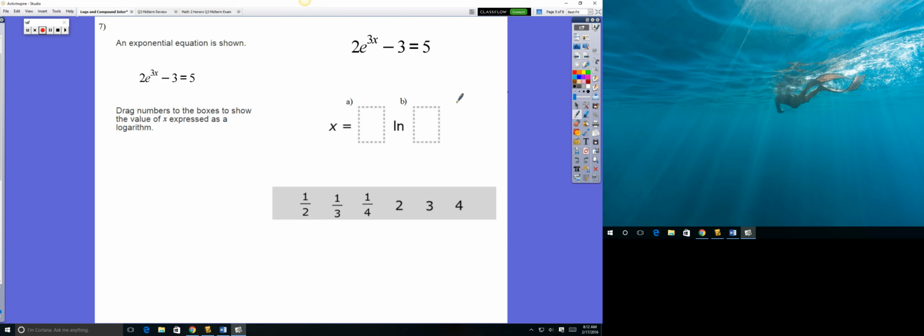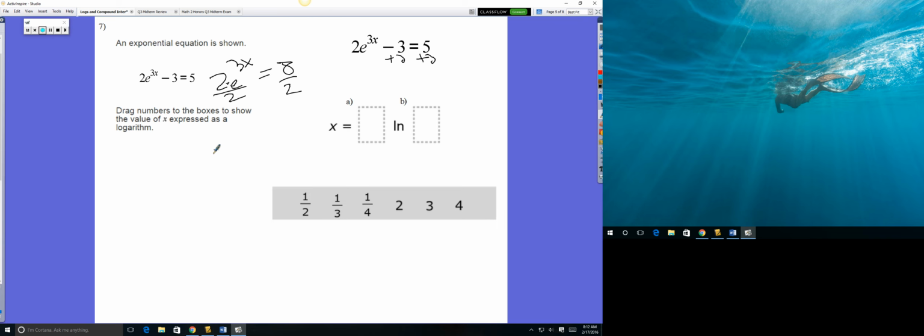Okay, 7, solve for x. Undo the minus 3. Plus 3, plus 3. 2 times e to the 3x equals 8. Undo the times 2, divide 2, divide 2. e to the 3x is 4.